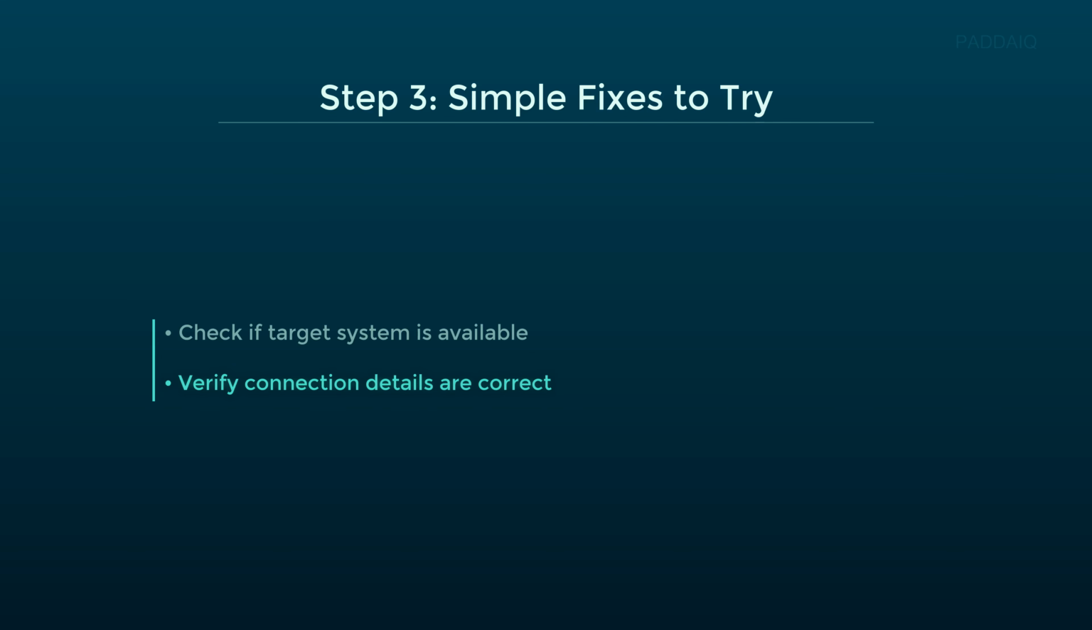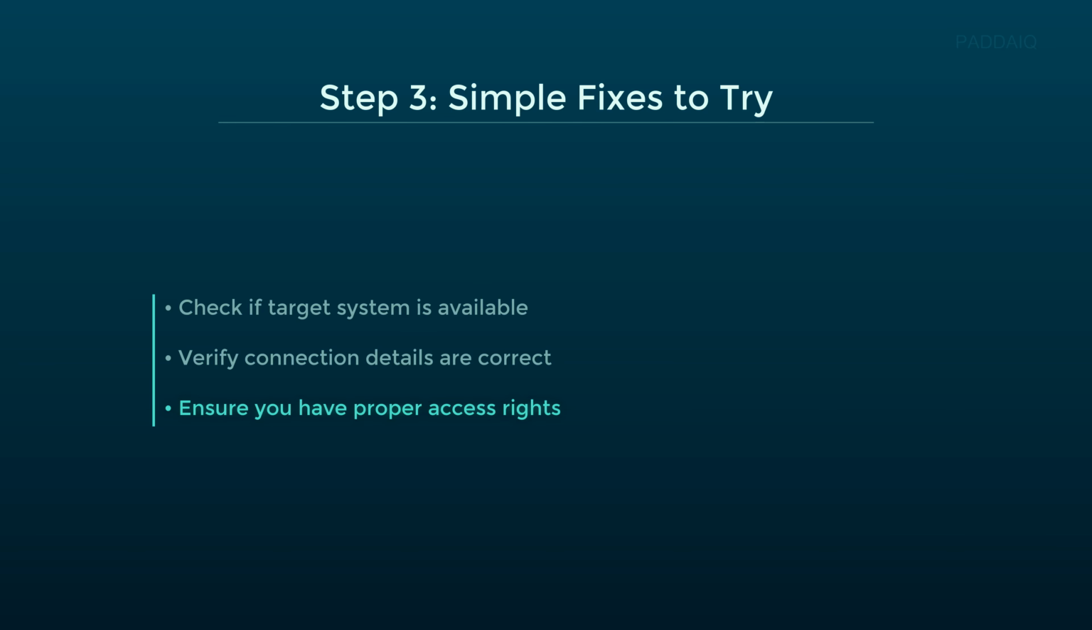Verify connection details are correct. This means checking the host name, port, and credentials in your app's configuration. For example, if your application cannot reach the HANA database, first confirm the service URL and password in the BTP cockpit. A single typo can break the entire connection, so this is always the essential first check.